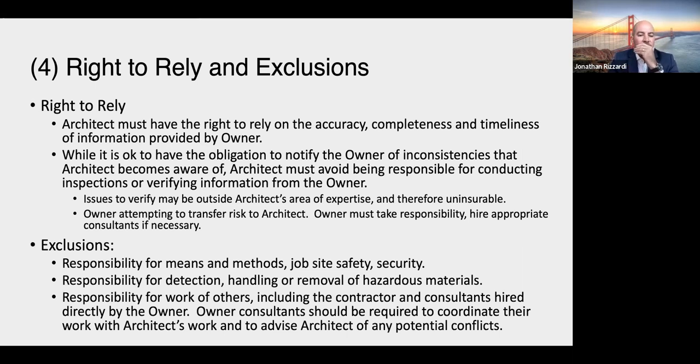And then exclusions, I'm not going to spend a lot of time on this. This could be a whole other presentation, but generally I'd want to see, excluding at the very least, means and methods, safety and security, hazardous materials, and any obligations relating to that. That could be very extensive, of course, depending on the project. And then work of others, along the same lines as means and methods, but work of others more generally: the contractor and consultants hired directly by the owner.